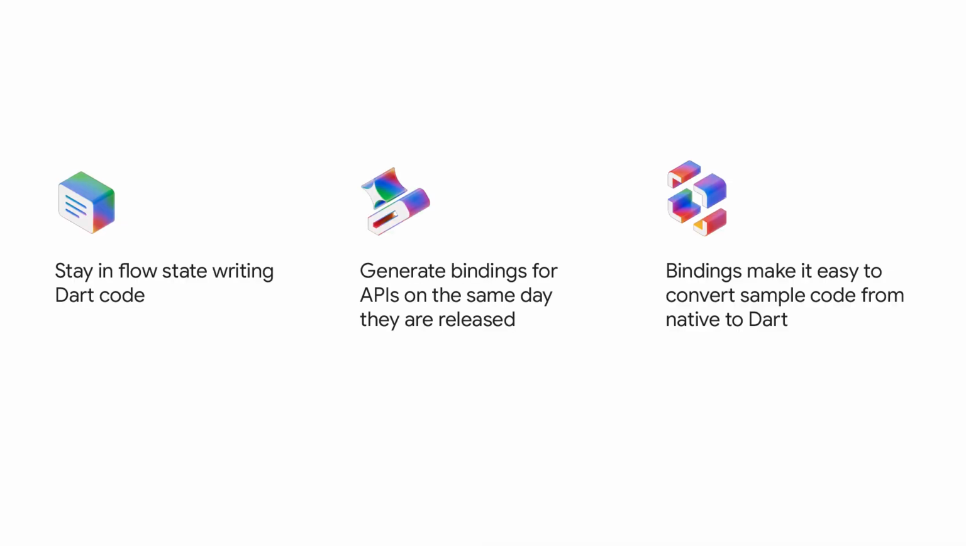With JNIGen, you can stay in the flow state, writing Dart code without the need to constantly flip back and forth. In JNIGen, you aren't limited by what has already been provided by the Dart or Flutter teams. You can use native APIs on day one. You can easily translate snippets from native code samples into Dart. Though I use an Android API in my example, these same capabilities are possible on iOS as well through FFIGen. I hope you consider JNIGen as a valuable part of your toolbox.